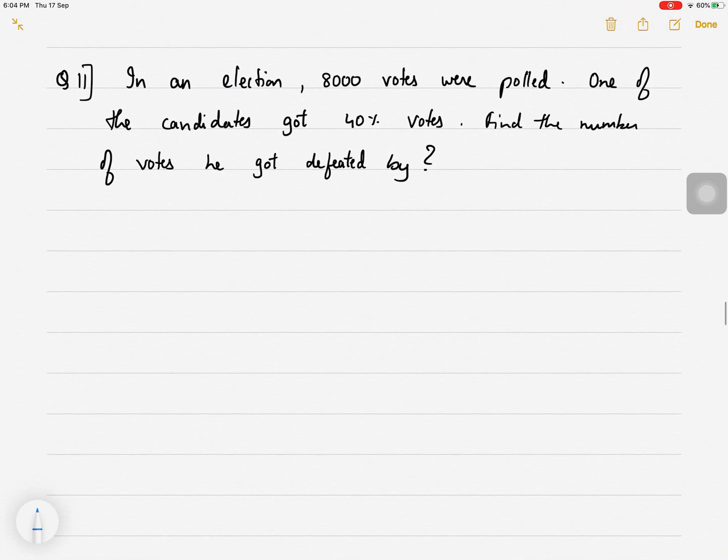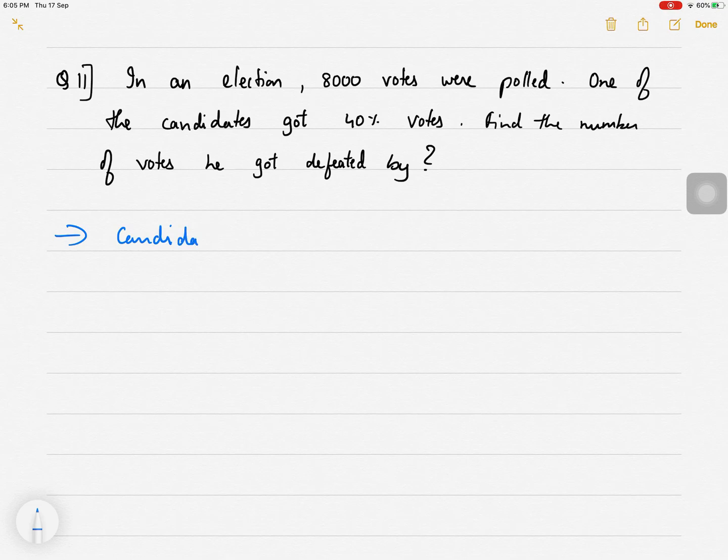Let's see the next problem, which is question number 11. In an election, 8,000 votes were polled. One of the candidates got 40% votes. Find the number of votes he got defeated by. Okay, let's solve this problem. Now, the candidate who lost the election got 40% of the votes. That means the candidate who won the election got 60% of votes. Correct? So, I'll write like this.